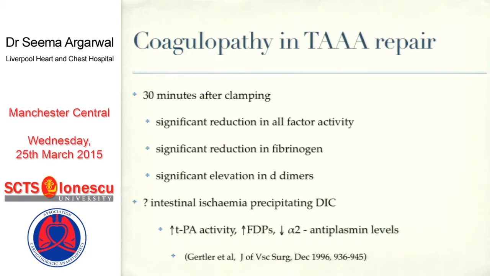What they found was that 30 minutes after clamping the aorta in the chest, so above the diaphragm, there was a significant reduction in all factor activity, a significant reduction in fibrinogen, and an elevation in D-dimers, all indicating a fibrinolytic state. They postulated this was due to intestinal ischemia precipitating DIC. They found raised TPA activity and raised fibrinogen degradation products.